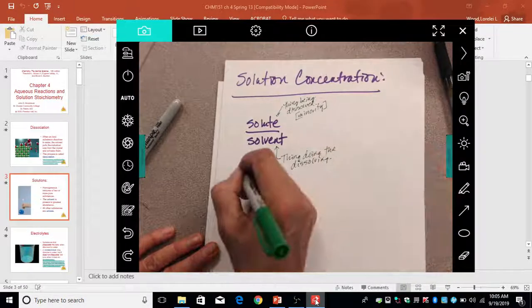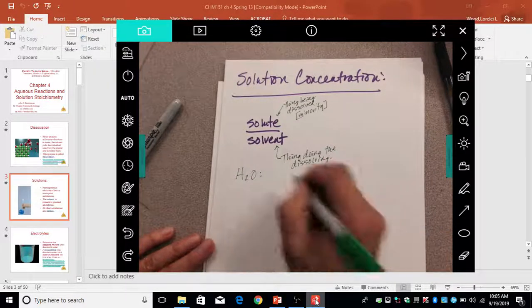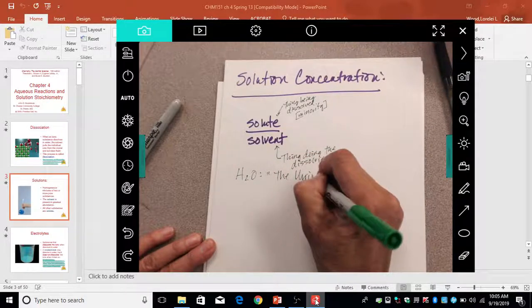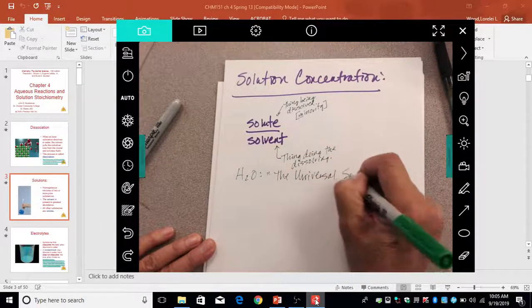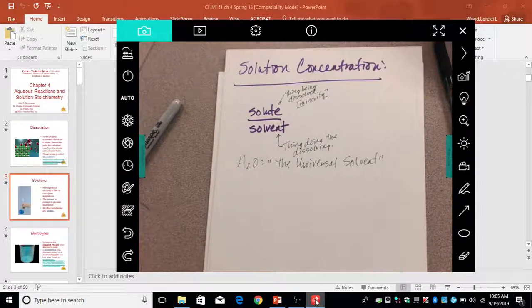And they call water, good old H2O, dihydrogen monoxide, the universal solvent. What do you suppose that means? What does that imply? The universal solvent. It'll dissolve almost anything. So most ionic compounds, and when they say this, it's kind of a chemist thing.